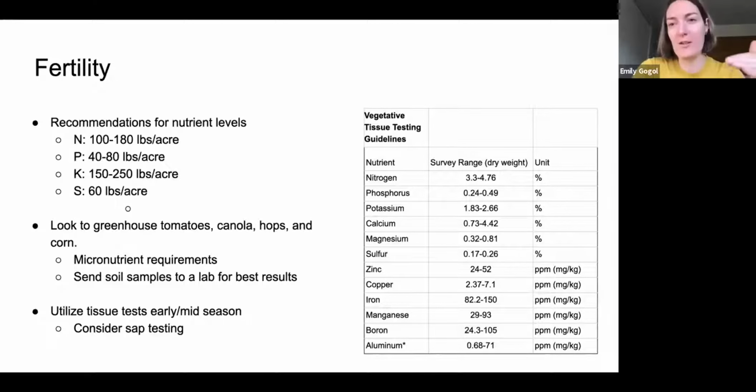As long as your field is up to par. And these guidelines change every year. We update them based on our experience, but this is where our starting recommendation is. So look to crops like tomatoes, canola, hops, and corn, as in warmer weather crops that are grown outdoors as row crops, for both the micronutrients, and then always send soil samples to a lab.